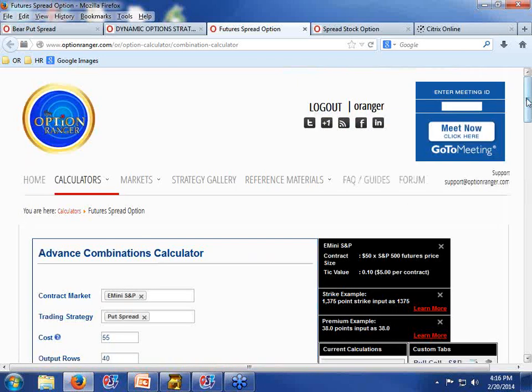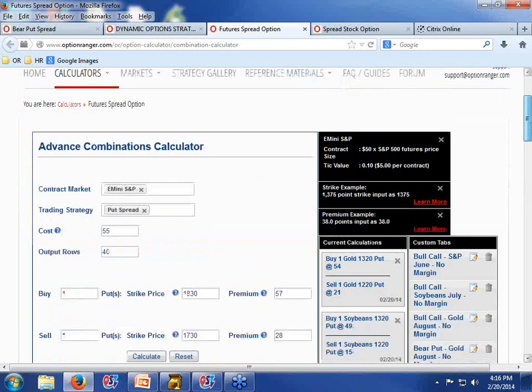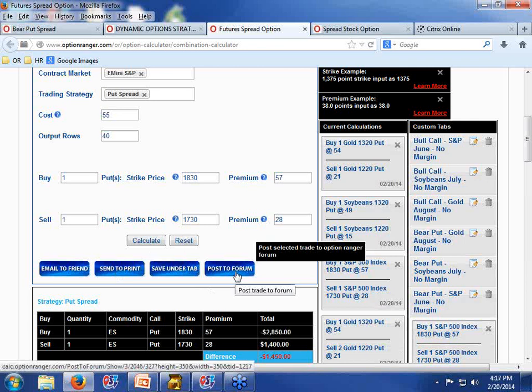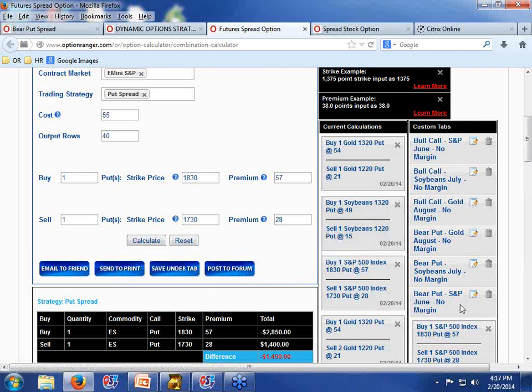So I want to again thank the people that helped us come up with these new tabs, the email to a friend tab, the print tab, which is very important. I know I like to print things, as well as the idea of forums, and of course the Save Under tab, so that people can organize their trades.